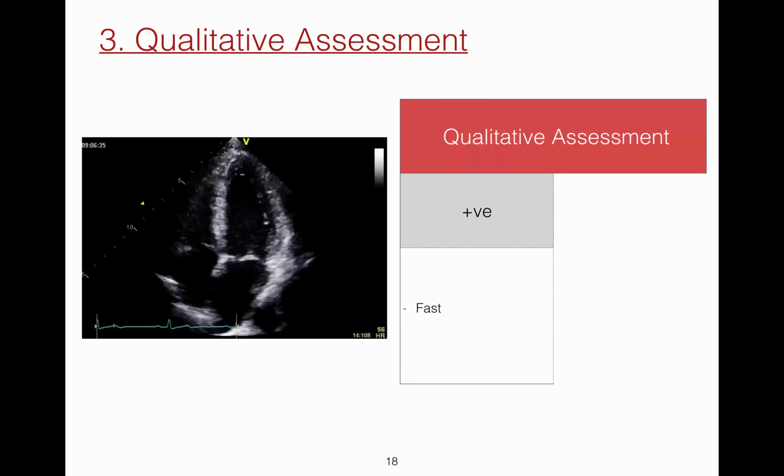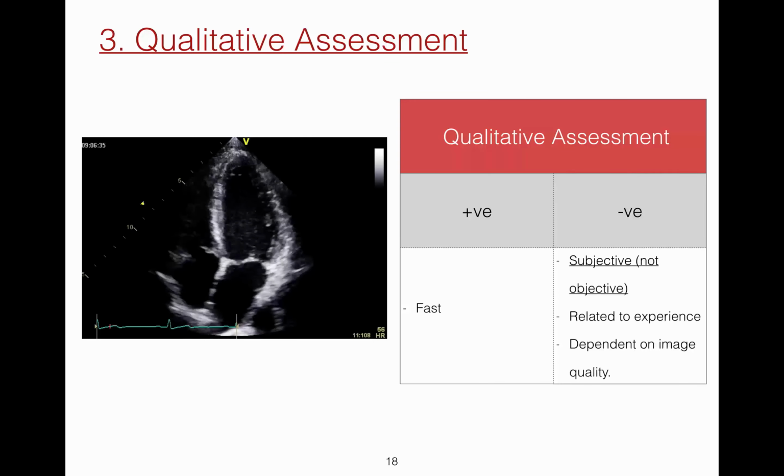The main advantage of qualitative assessment is that it's fast. The disadvantages include the fact that it's subjective in nature. It's dependent on experience and on 2D image quality.